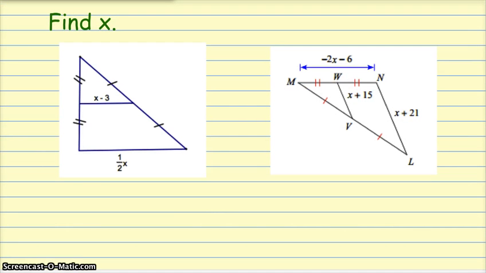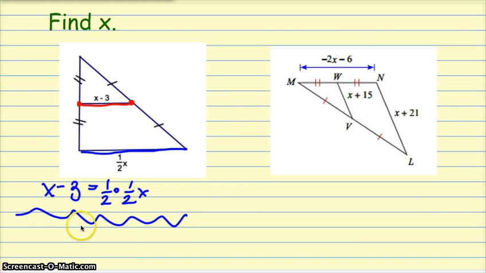All right, two more. These ones require a little bit more algebra. So for the first one, notice we have the double markings, so there's a midpoint here, and the single markings, there's a midpoint here. We know that this red length is half the length of this third side here. So look at the equation. X minus 3 is going to equal half the length of the long side.